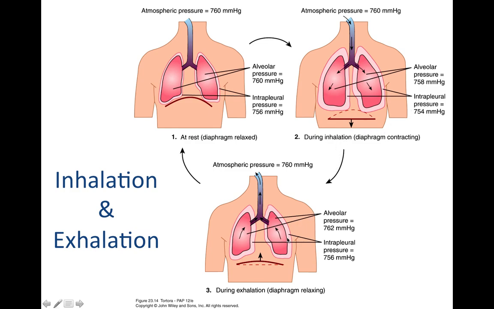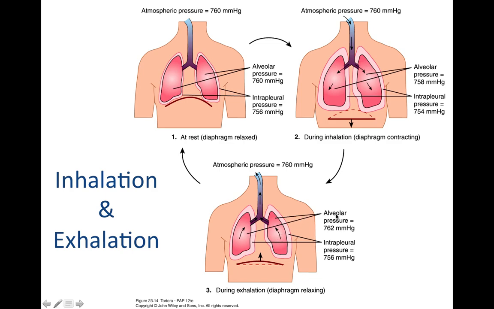When you relax, when you exhale, your diaphragm relaxes and moves back up into its dome shape. Your external intercostals aren't pictured, but they'll relax as well. These cause the volume of your lungs to decrease. And so as the volume of your lungs goes down, pressure increases.